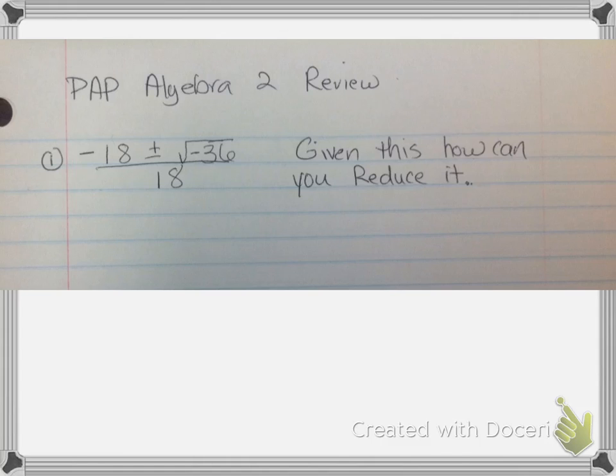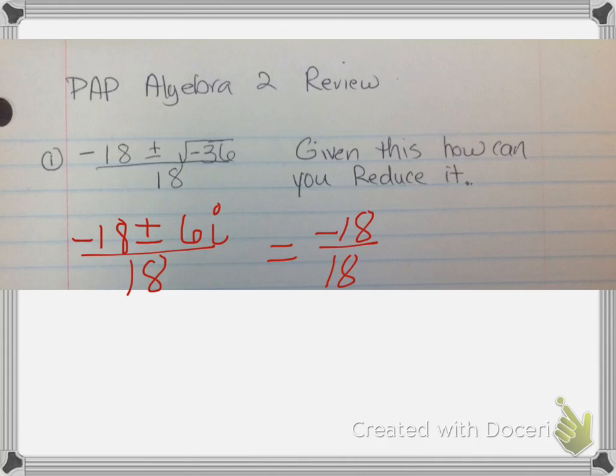Square root of negative 36 in the calculator. So can you take the square root of negative 36? No, but can you take the square root of 36? Yes. Which is? 6. Because we had a negative inside, what do we need to do? We need to add an i, but then it says to divide everything by 18. So this is the same thing as having negative 18 over 18 plus or minus 6i over 18. So it kind of splits into two.